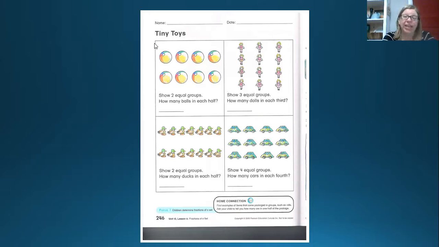I'm thinking that you have just finished your page. While watching this video, you can very easily finish this page before the video is done. And that is your math for today. It is just a simple way to practice what the fractions of half, third, and fourths are.